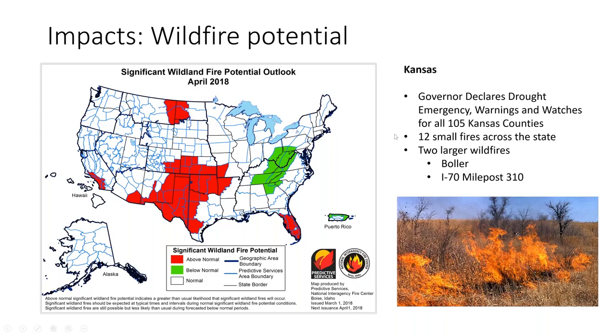I did a search yesterday, and there are 12 small fires burning across the state, but 2 larger wildfires that have been reported: the Baller and I-70 milepost 310. Doug, I'll just add that if you look, this is for the month of April.